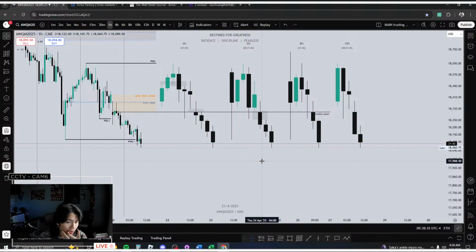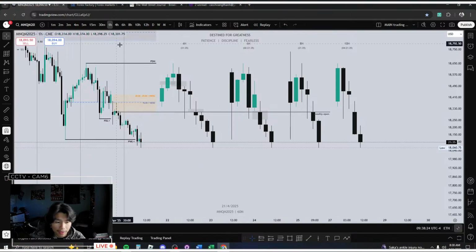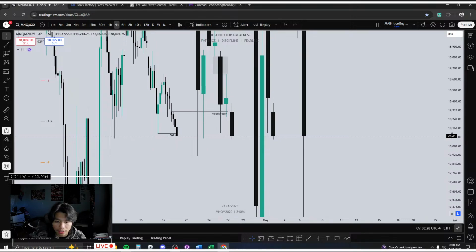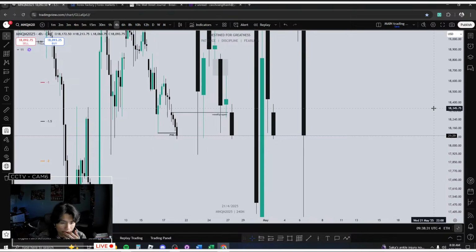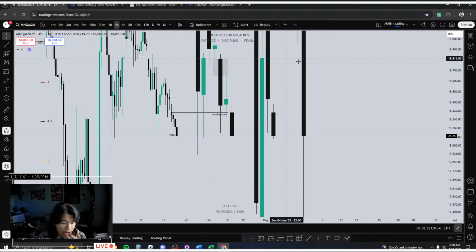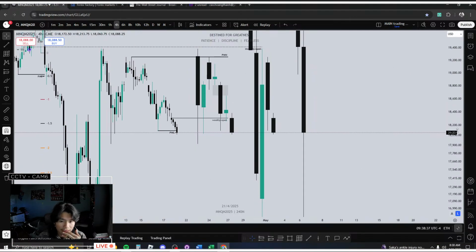Like I stated before, I don't necessarily have a bias. Previous day low and previous week's low have both already been taken out, so I really don't want to force anything here coming into this week, coming into today.